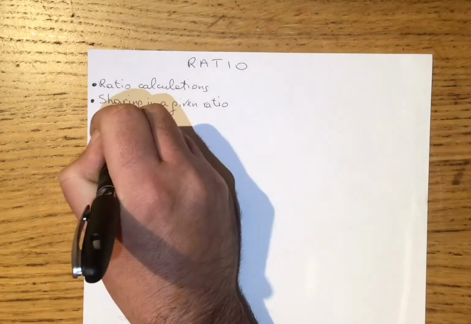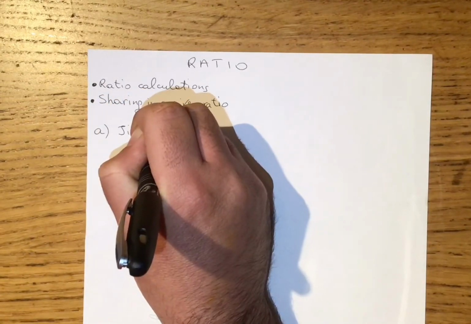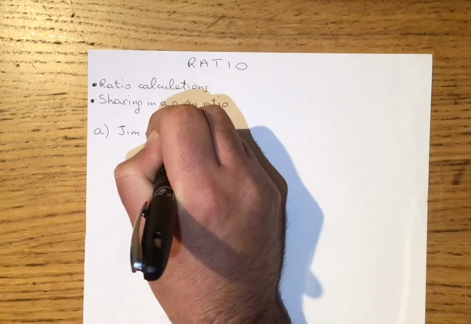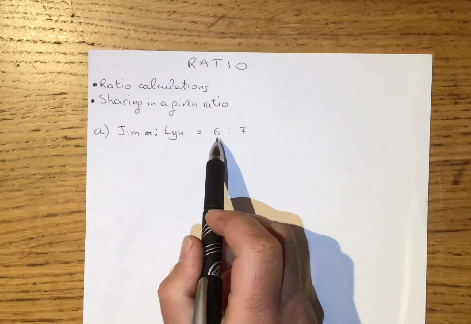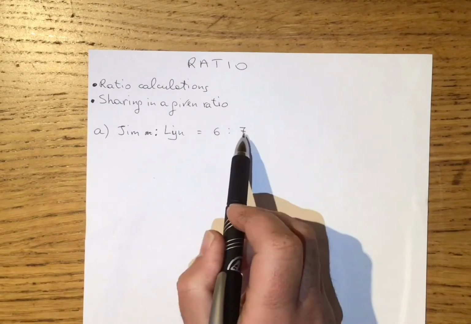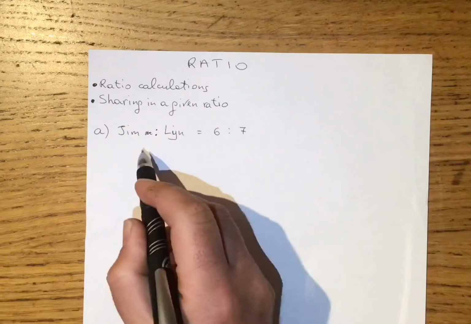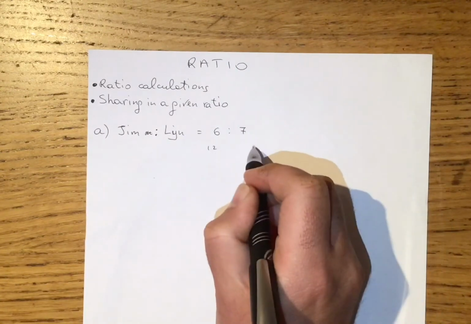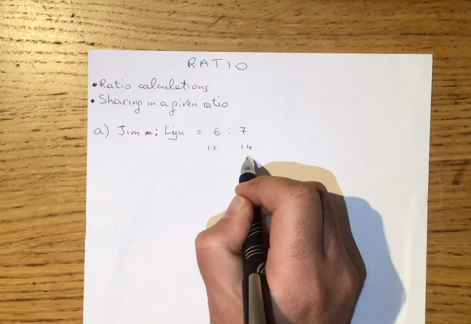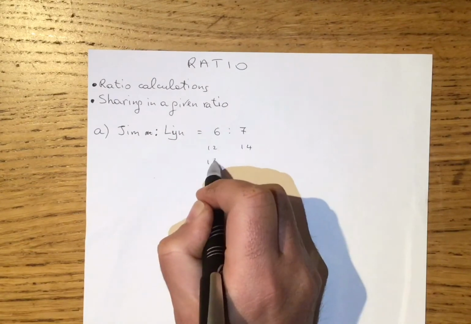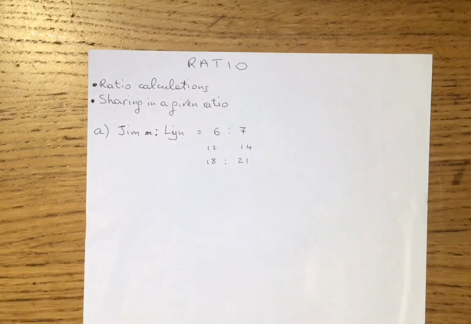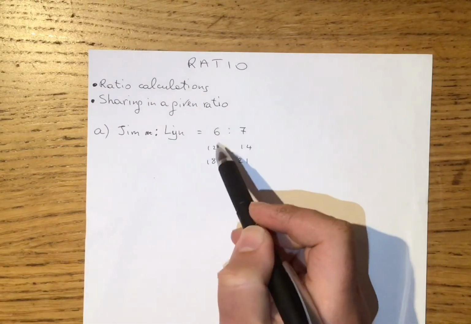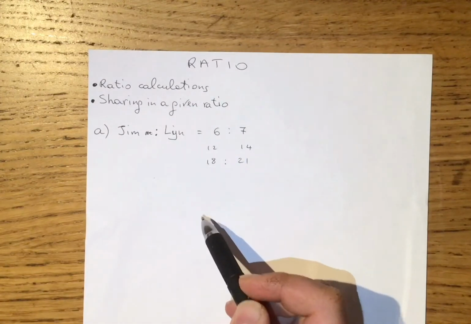Part A, the ratio Jim to Lynn is 6 to 7. This means that every £6 that Jim earns, Lynn earns £7. So if Jim earns £12, Lynn will earn £14. If Jim earns £18, Lynn will earn £21, and so on. Now the question is, if Jim earns £300, we can carry on like this and get to 300, but that will take us a while.